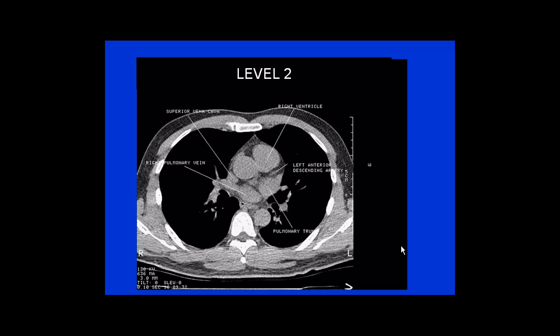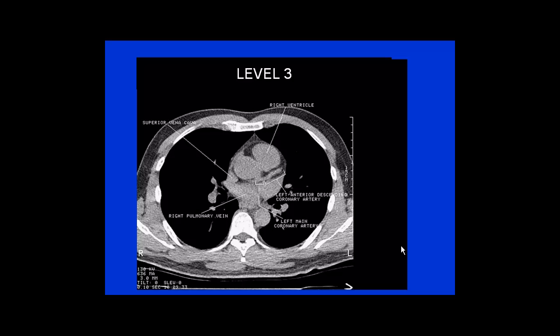That's exampled in this particular image, where we can see a portion of the proximal left anterior descending without, in the same tomographic plane, seeing the origin of the left main. The right ventricle is seen anteriorly. We can also see the superior vena cava, right pulmonary vein, and the pulmonary trunk.